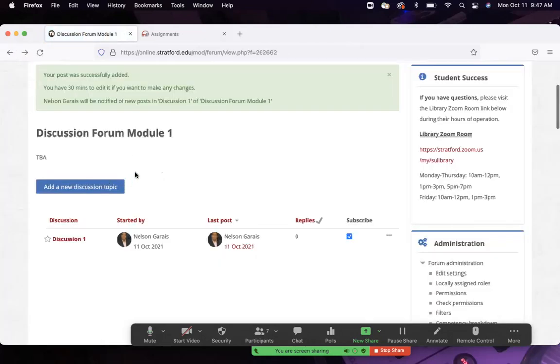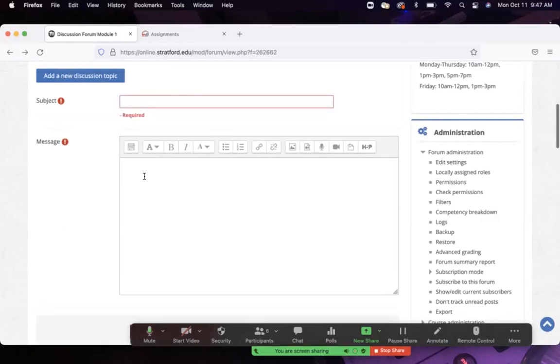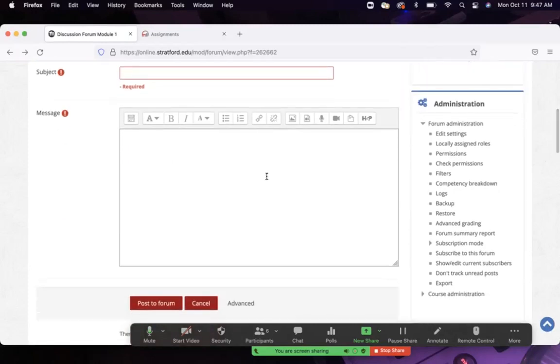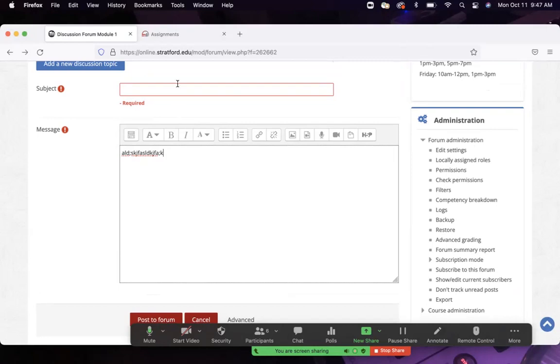If you're on the screen, you see my screen now? It says add a new discussion topic. Like I'm going to pretend to be you, and then you click on that and put the subject, which will be Discussion 1. Then in the message is where you put your answer. One way you could also do it is write it in Microsoft Word, then copy and paste it here, and then click on post to forum, and it'll put you up there.